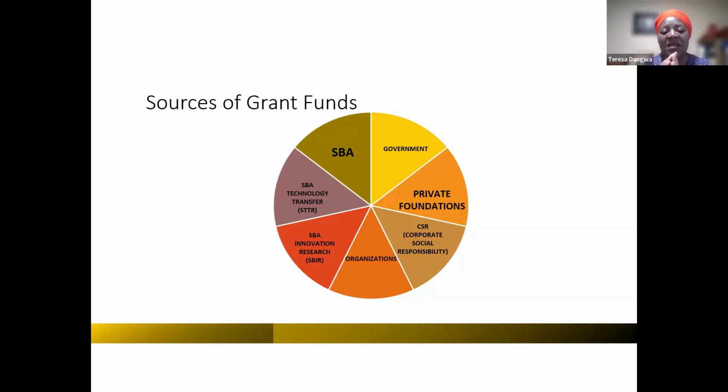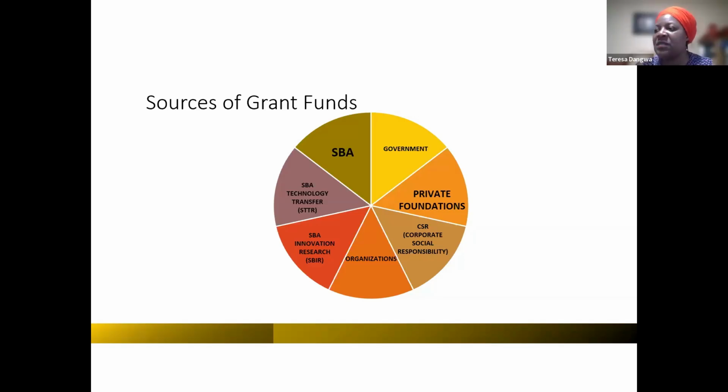So our concern is mostly on the other side, where we are talking about the government, the private foundations, the corporate social responsibility funding, as well as other organizations. So government, as we know, USAID is one of them. The government also has NIH, and private foundations include the Bill Gates Foundation, for example. You also include the Ford Foundation.